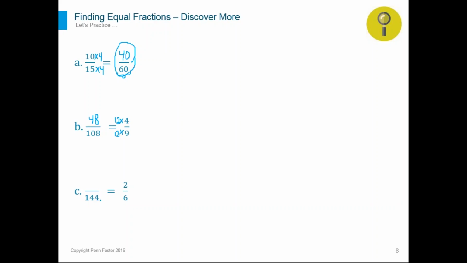Last question, the same. 2/6 equals what over 144? What factor do I need to use? 6 times what? 6 times 24. If you're not sure, you know what to do. And then multiply 2 times 24 on the top. 2 times 24 is 48. And this is one of the equal fractions to 2/6. That's it. So it is really about finding that factor that would work for you to find the equal fraction.